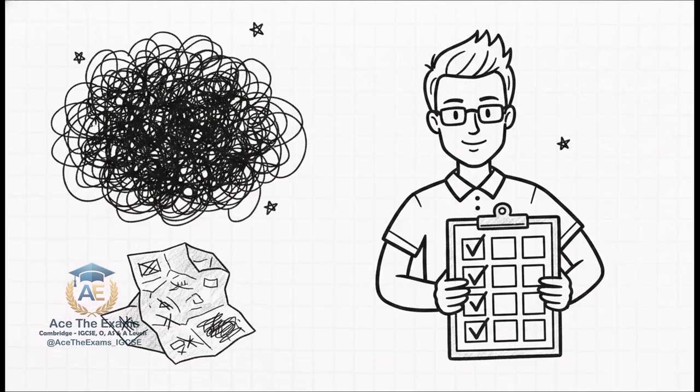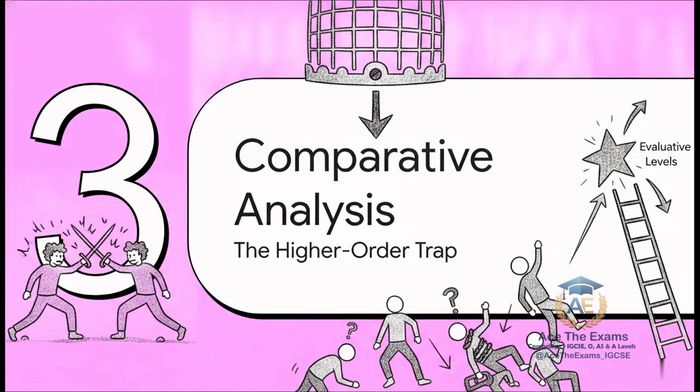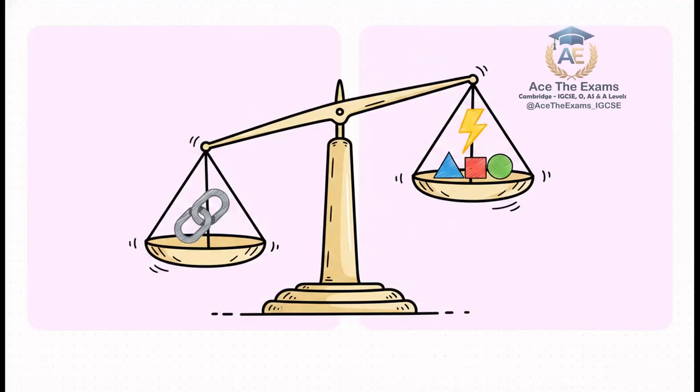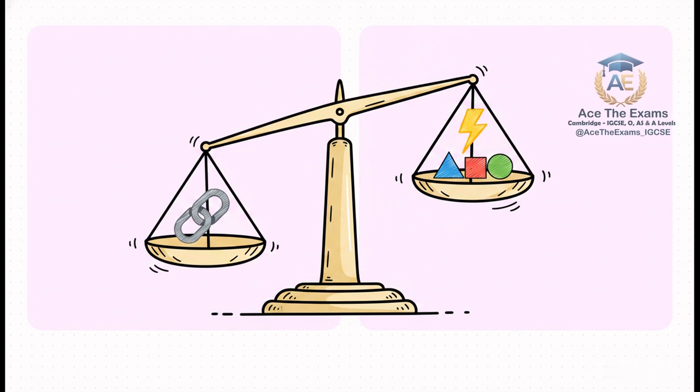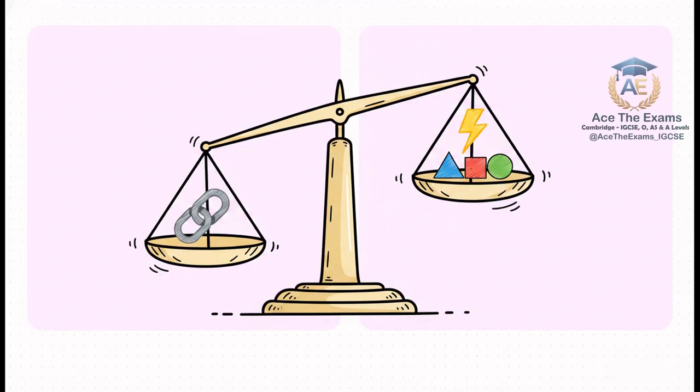It's about effectively communicating your analytical depth. All right, Section 3, Critical Comparative Analysis, or as I like to call it, Mastering the Higher Order Trap. When a question asks you to compare or evaluate the quality of information between 2 different sources, you've got to balance your analysis. This means identifying both similarities and differences. It's a trap a lot of students fall into, just listing differences.